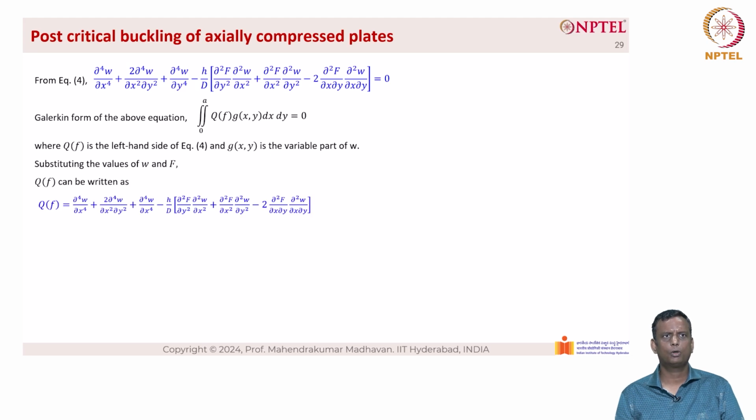∂⁴w/∂x⁴ plus 2 into ∂⁴w/∂x²∂y² plus ∂⁴w/∂y⁴ minus h by t into ∂²f/∂y² into ∂²w/∂x² plus ∂²f/∂x² into ∂²w/∂y² minus 2 into ∂²f/∂x∂y into ∂²w/∂x∂y. And g of x comma y equal to sin of pi x by a into sin of pi y by a. Now let us substitute the derivatives in Q of f.